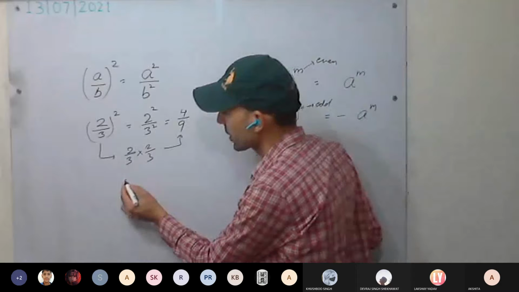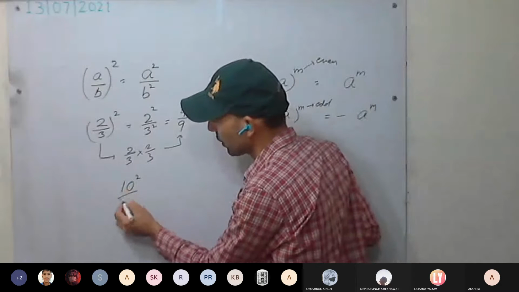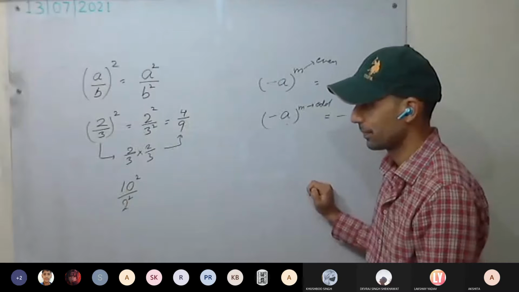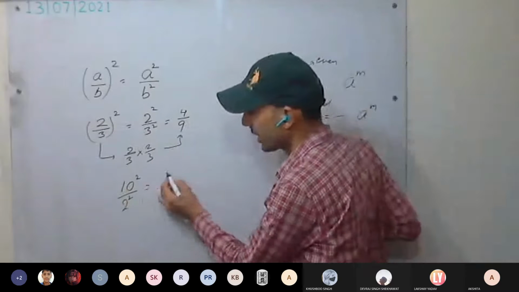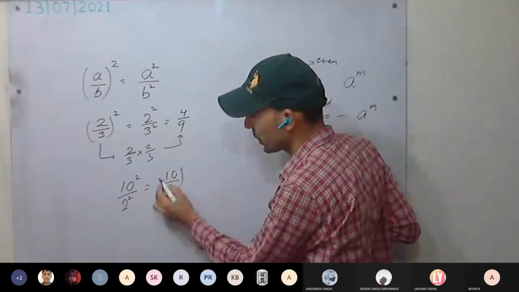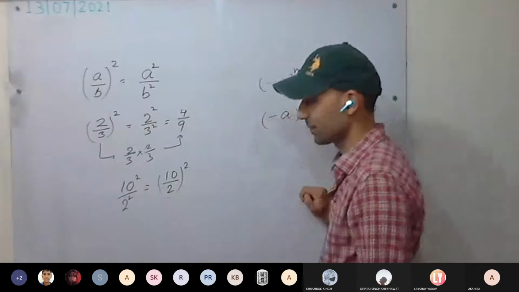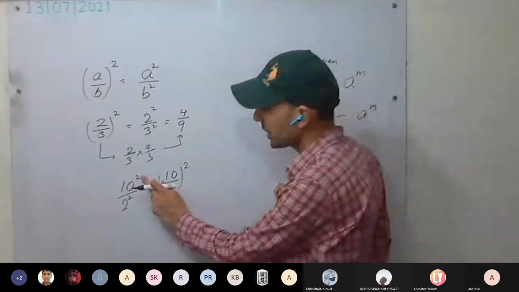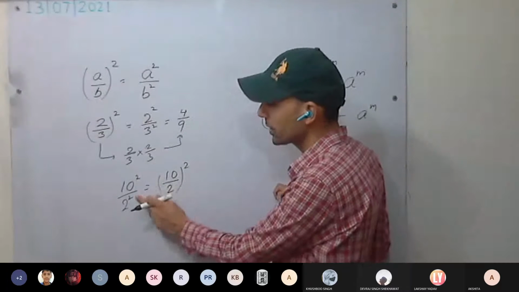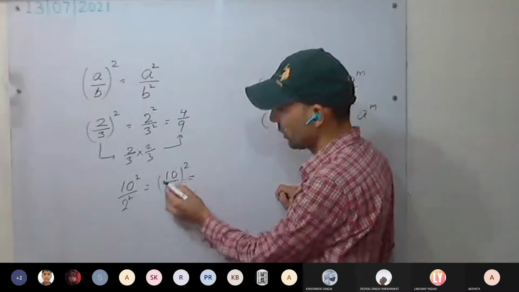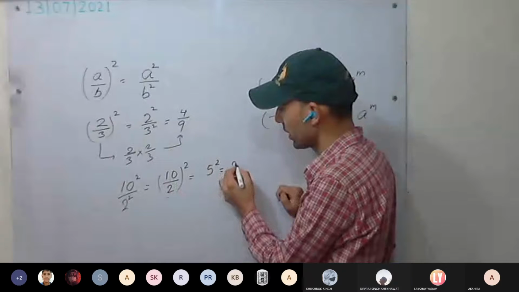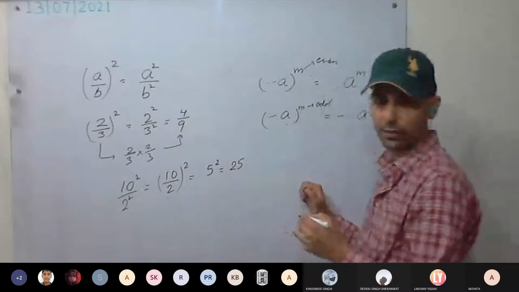Next question is 10 square divided by 2 square. How to solve? Can I write it like this, (10/2) the whole square? Yes, sir, we can write, because the same powers are there. Now we can divide them within the bracket: 5 square, we will get 25.